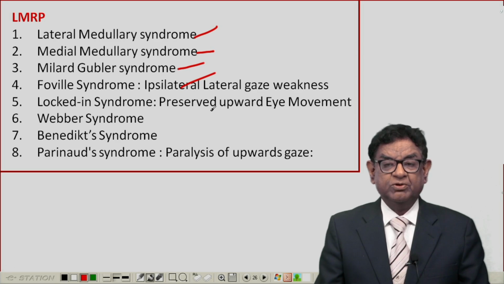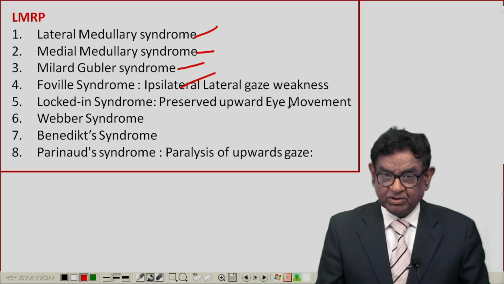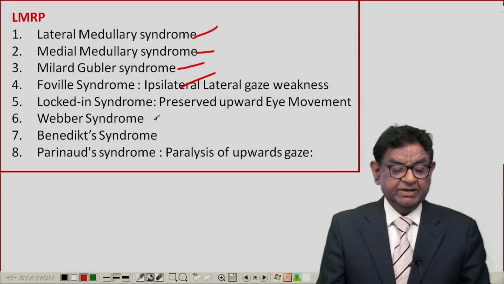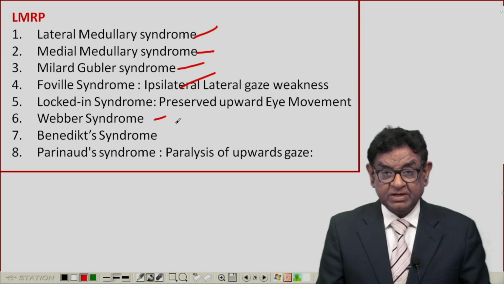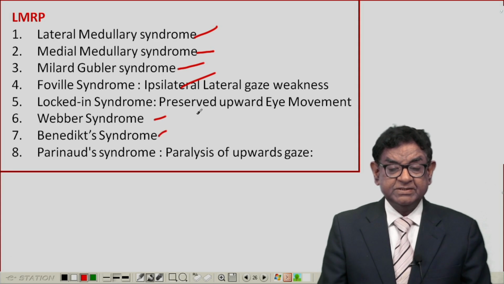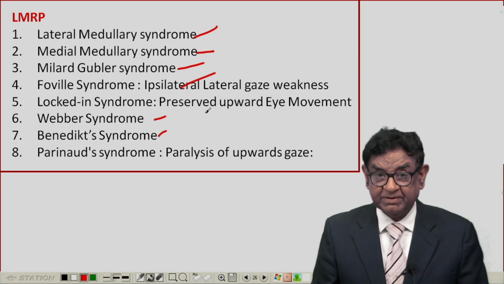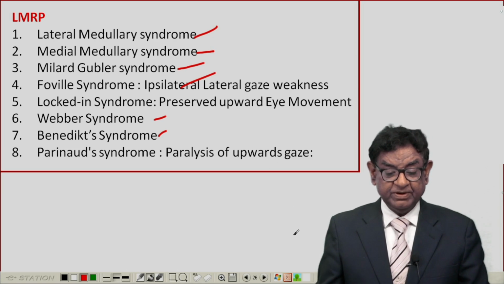In locked-in syndrome, upward movement will be hampered, but horizontal movements are totally gone, with quadriparesis. In Weber syndrome, third nerve palsy with contralateral hemiplegia. In Benedict syndrome, third nerve palsy with contralateral cerebellar features. In Parinaud syndrome, paralysis of upward gaze will be there.